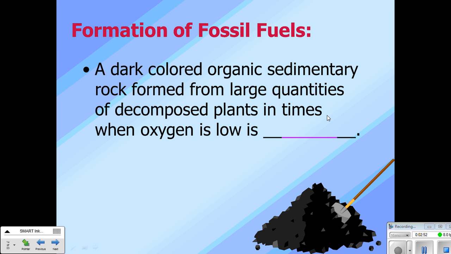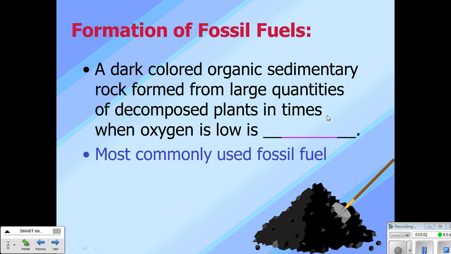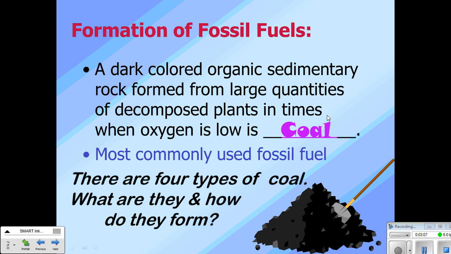In the formation of fossil fuels, a dark-colored organic sedimentary rock formed from large quantities of decomposed plants in times when oxygen is low is the most commonly used fossil fuel, coal. And there are four types of coal. You guys remember what they are?